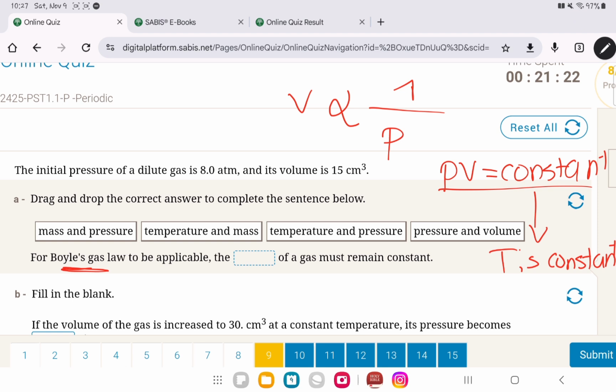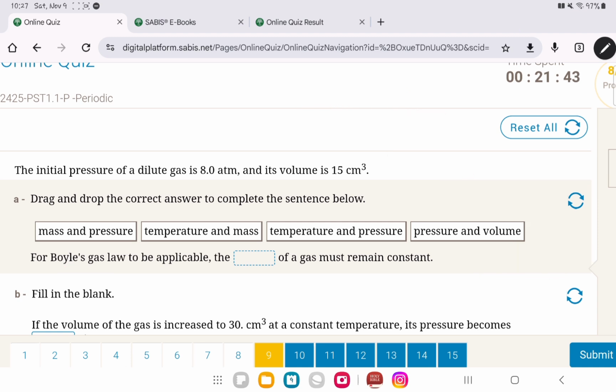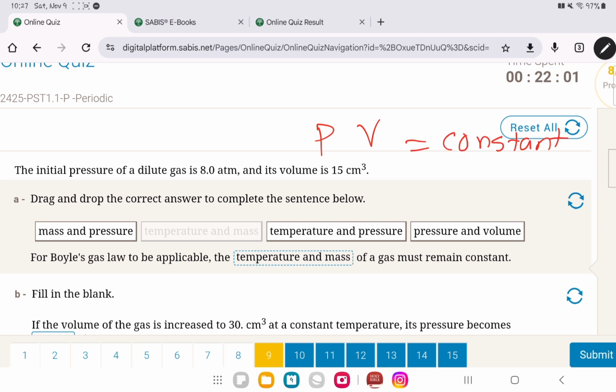Alright? But of course, not only the temperature, but also the mass. So the temperature and the mass must be constant for us to apply this law. So, for Boyle's gas law to be applicable, the temperature and the mass of a gas must remain constant. You can do it like this, or you can say that in Boyle's law, we have two things that we are multiplying together, P and V, because it's PV is equal to constant. So you're going to choose everything that includes anything except pressure and volume. This includes pressure, you don't take it. This includes pressure, you don't take it. This one has pressure and volume, you don't take it. So you take the only thing that does not have pressure or volume.